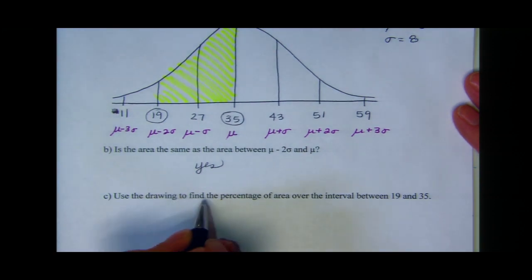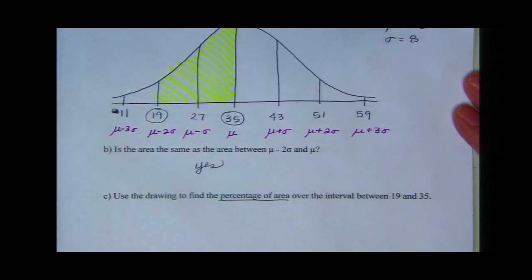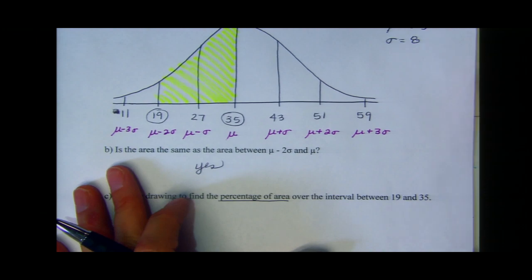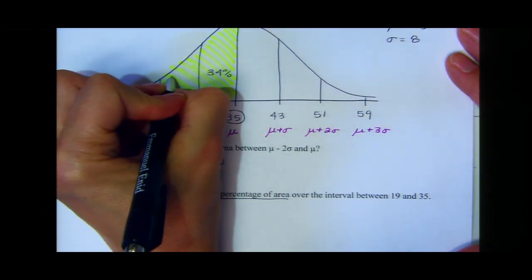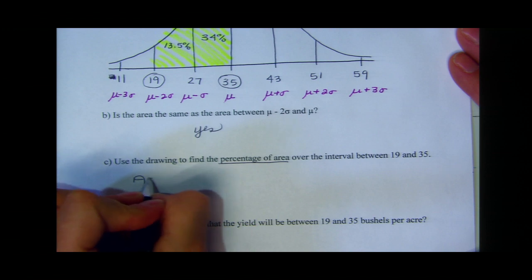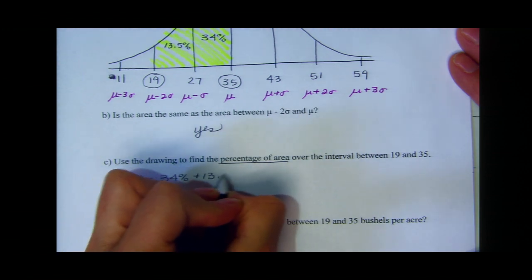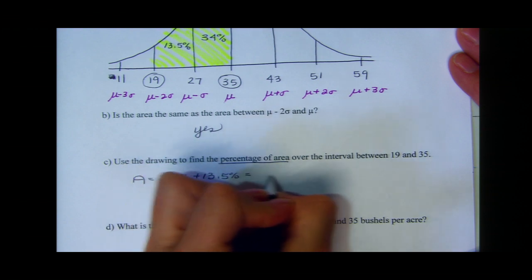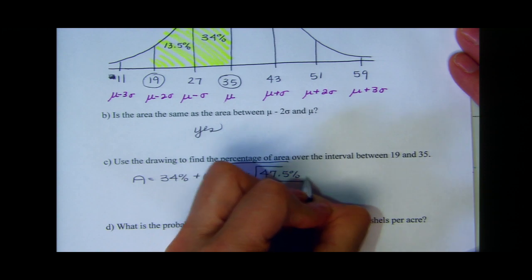Use the drawing to find the percentage. So percentage, we're dealing with area over the interval between 19 and 35. So it wants to know these percentages. Well, we know this is 34% and this is 13.5%. So to find the area, we're going to add those two. So we get 47.5%, and it asked for the percentage of the area.